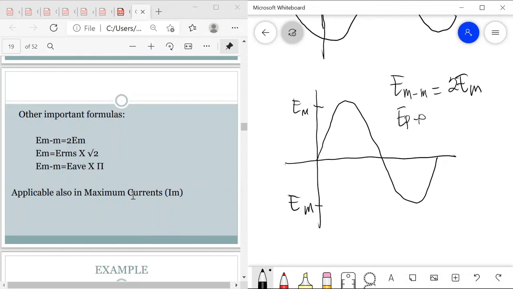So it is applicable also to maximum currents. So I maximum to maximum is equal to twice the I maximum. I maximum is equal to I RMS times square root of 2. I maximum to maximum is equal to I average times pi.